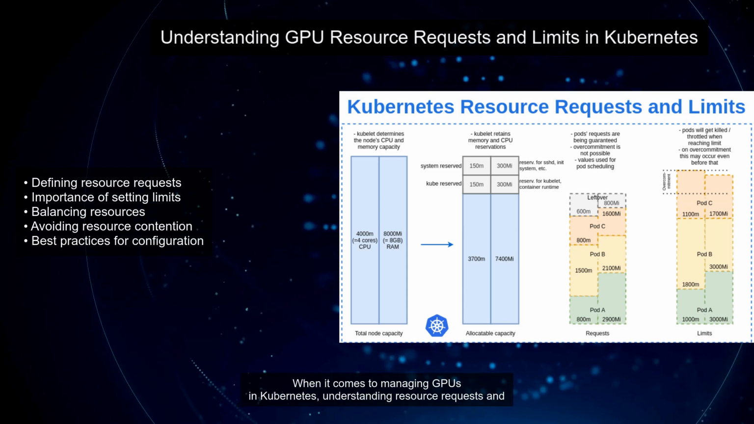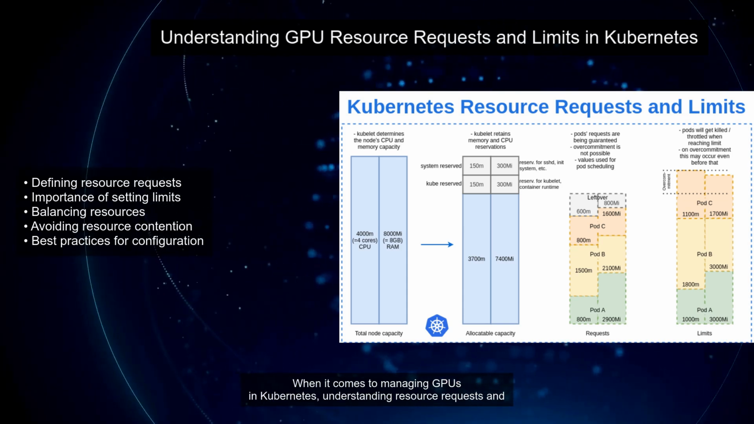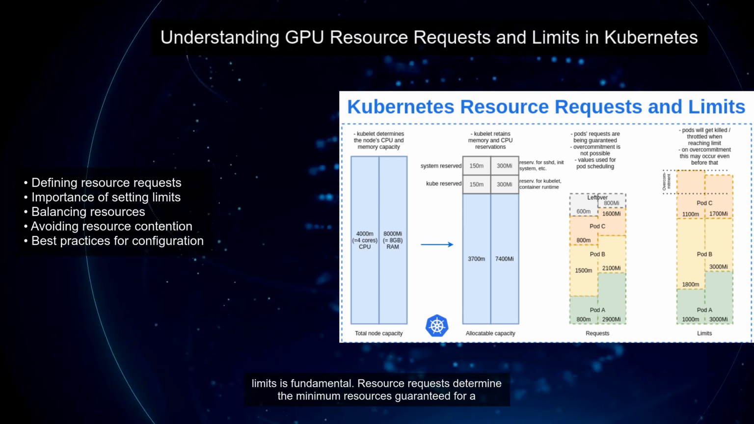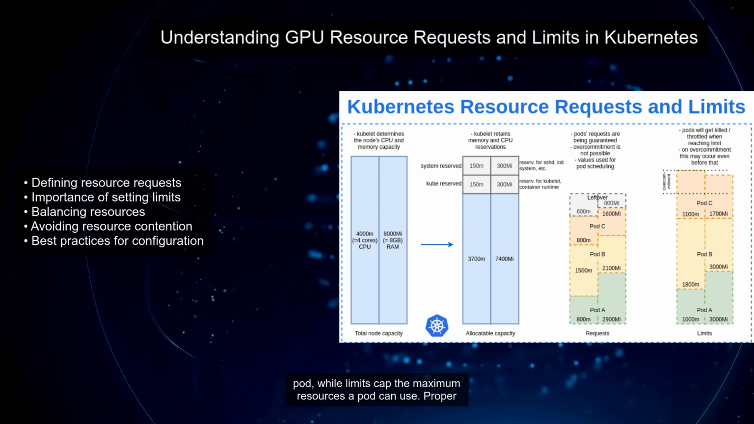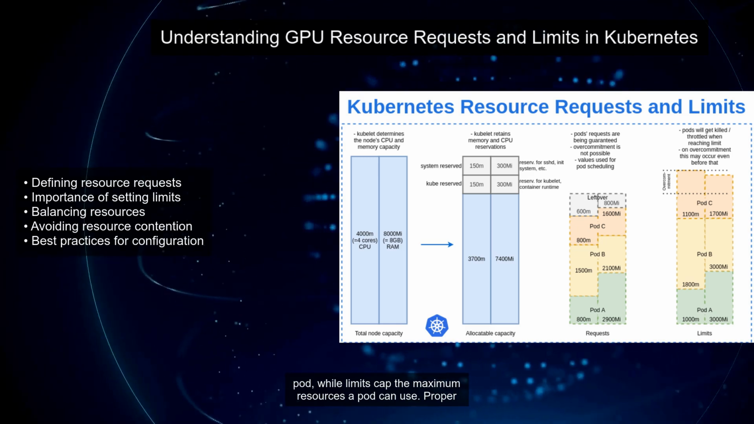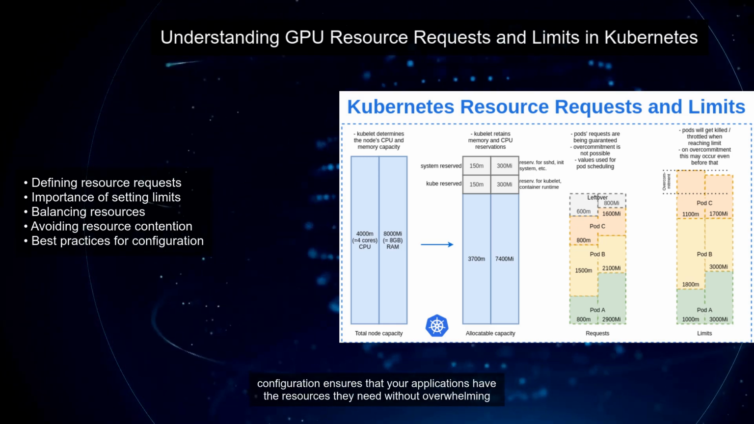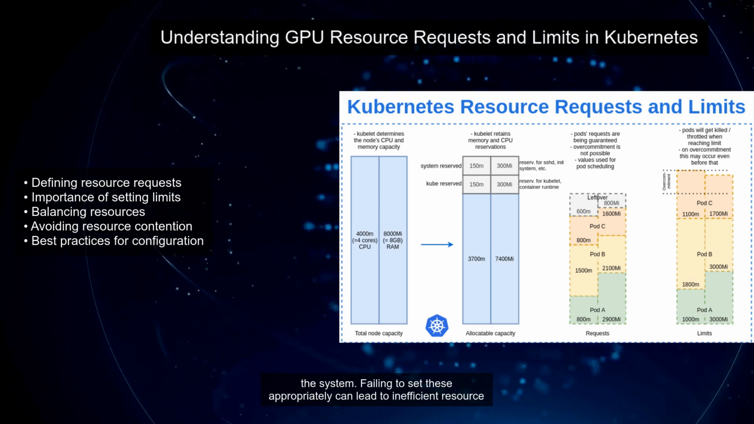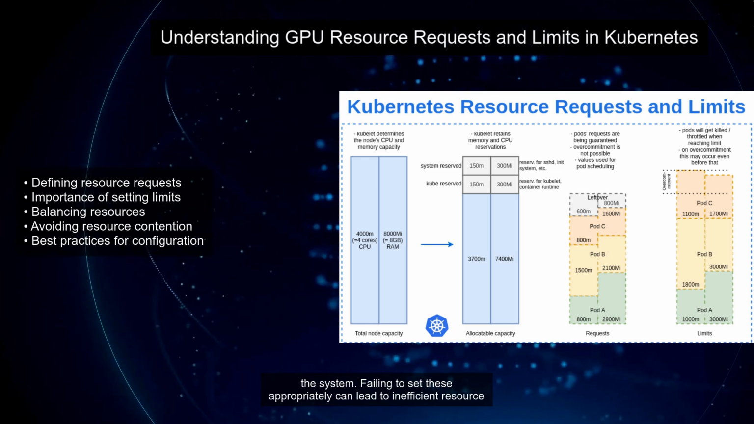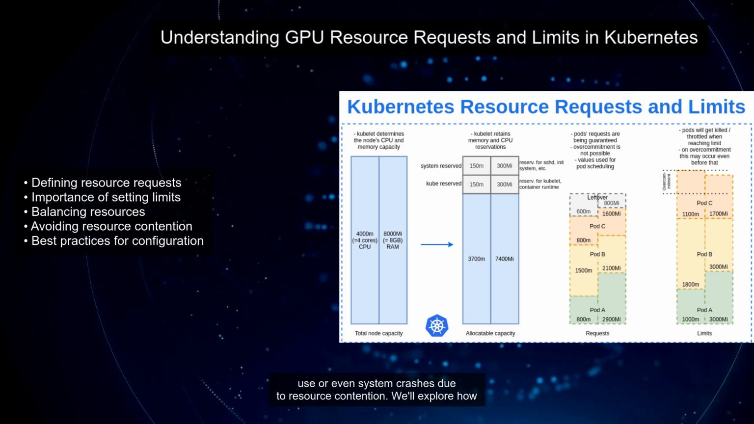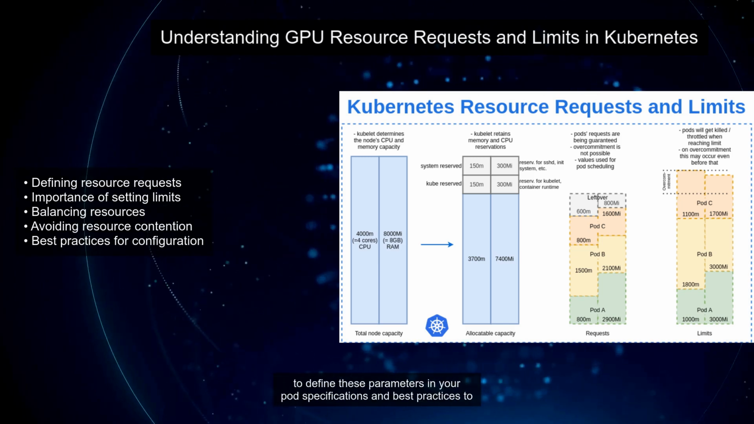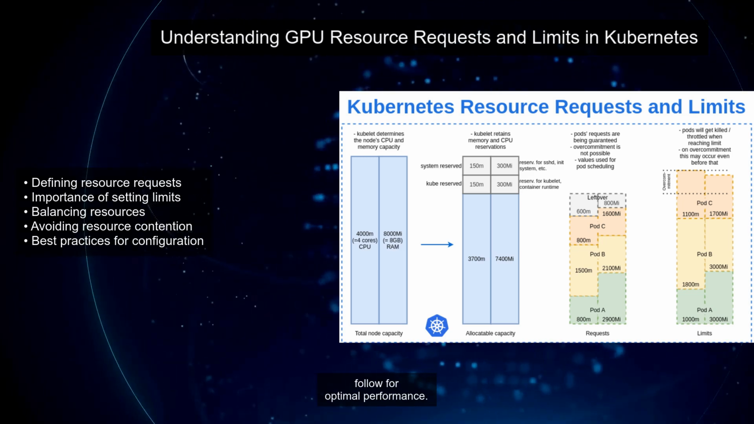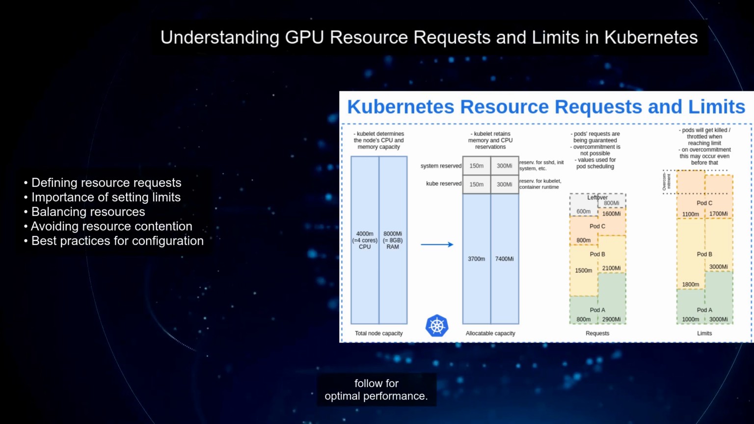Let's get started. When it comes to managing GPUs in Kubernetes, understanding resource requests and limits is fundamental. Resource requests determine the minimum resources guaranteed for a pod, while limits cap the maximum resources a pod can use. Proper configuration ensures that your applications have the resources they need without overwhelming the system. Failing to set these appropriately can lead to inefficient resource use or even system crashes due to resource contention. We'll explore how to define these parameters in your pod specifications and best practices to follow for optimal performance.